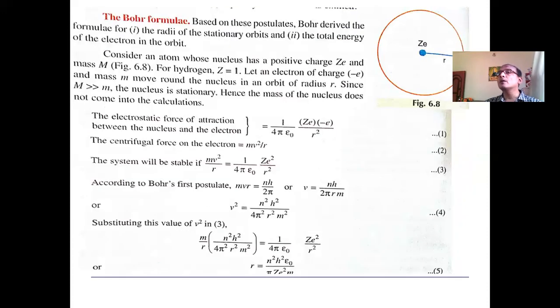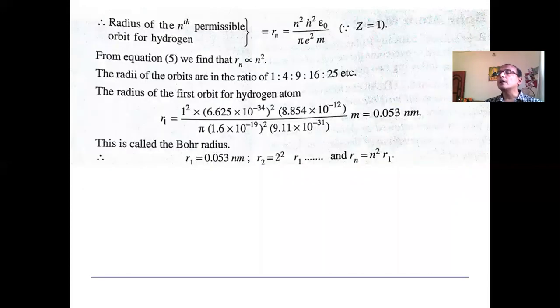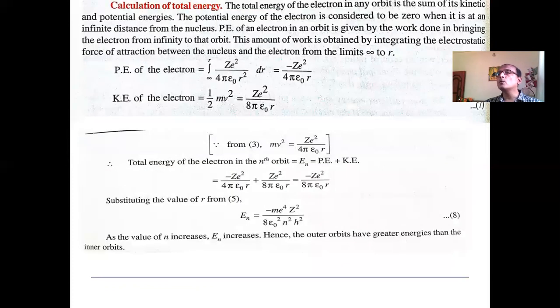So Bohr's formula is based on the postulate of stationary orbits and the total energy of the electron in the orbit. With the help of the electrostatic force of attraction, using this particular formula and the different postulates of Bohr's theory, we can determine the energy of the electron in a particular orbit, and simultaneously the radius of each orbit in the atomic model. So you see here, the radius of the first orbit is 0.053 nanometer. This is called the Bohr radius, and by changing the value of n, we can determine the radius of the successive orbits.